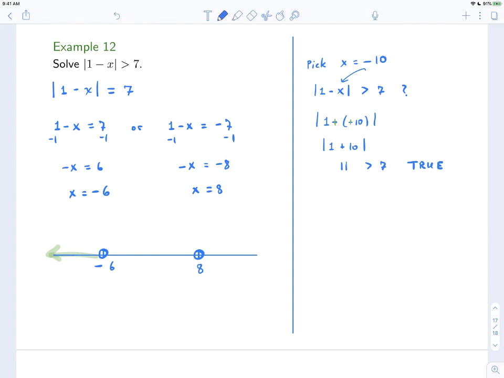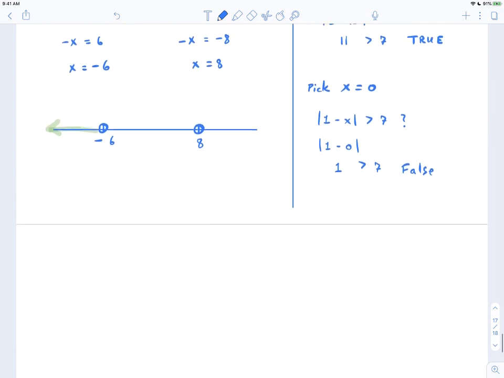What about the interval between negative 6 and 8? So now we pick x equals 0 if you can. If you can pick x equals 0, usually you want to pick it. That just makes computations easier. And 0 is between negative 6 and 8. So now we look at the inequality. 1 minus x, is this greater than 7 is the question. And so there's the absolute value of 1 minus 0. Well, 1 minus 0 is 1, so this is just 1. Is that greater than 7? And no, of course not. That's false. So we don't include the middle interval.